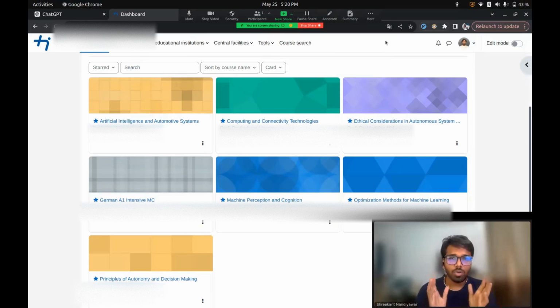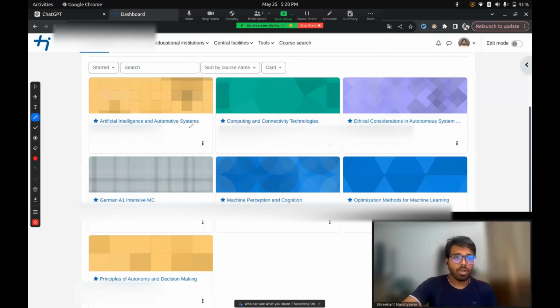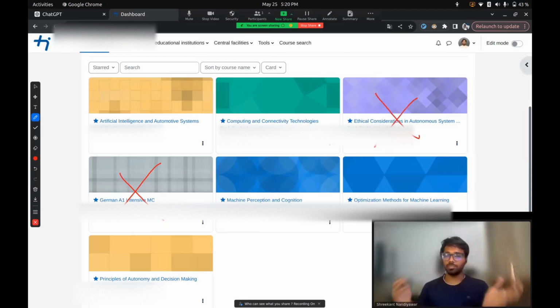Okay, so presently, I hope my screen is visible for you guys. You can see the 6 subjects that are being displayed here. From these 6 subjects, I would like to first cancel out this one, as I won't be covering German A1 because I have zero knowledge about that. I still have to practice, and this is something to be done on our own. Similarly, ethical consideration is again a lot of theoretical and psychological things. Let's keep that aside.